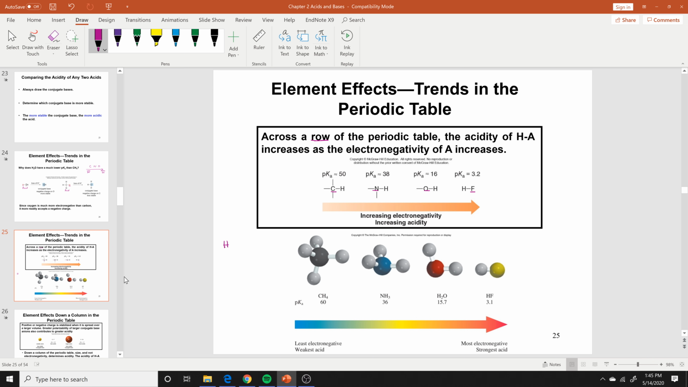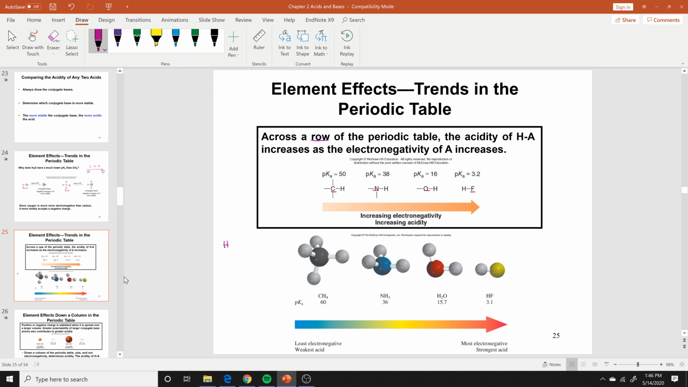Whenever a hydrogen is connected to elements that belong to the same period, like carbon, nitrogen, oxygen, and fluorine, the acidity of the hydrogen increases as the electronegativity of the atom it is attached to increases. So this is why you see fluorine is more electronegative than oxygen, than nitrogen, than carbon. Because fluorine is more electronegative, the hydrogen connected to it is going to be more acidic.